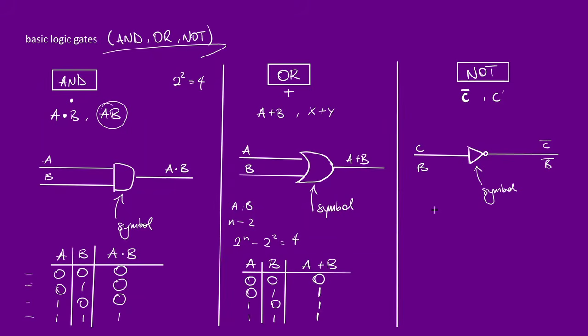So let's draw the truth table for this. How many inputs do I have for this? How many wires, how many lines of logic do I have going into my NOT gate? You can see there's only one here. For the AND gate, we had 2. For the OR gate, we had 2. But for the NOT gate, it's only 1. So that means my number of inputs N is equal to 1. So the number of rows is going to be 2 to the N, 2 to the 1, which is 2.